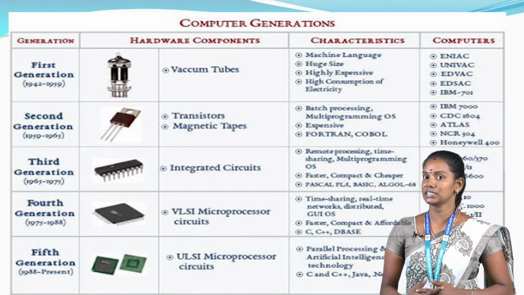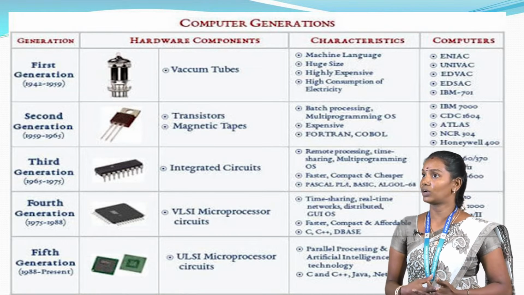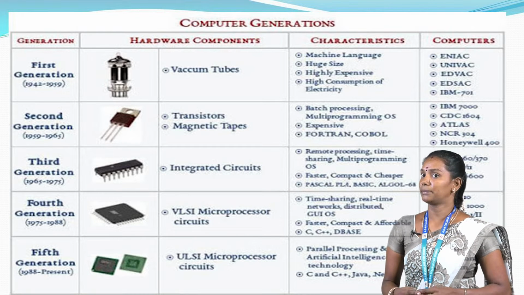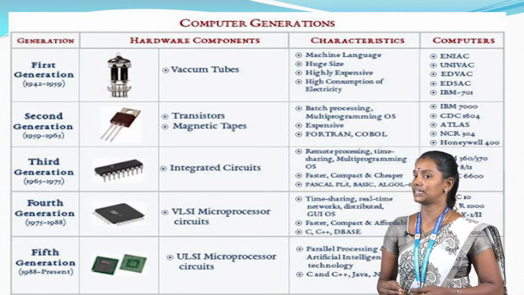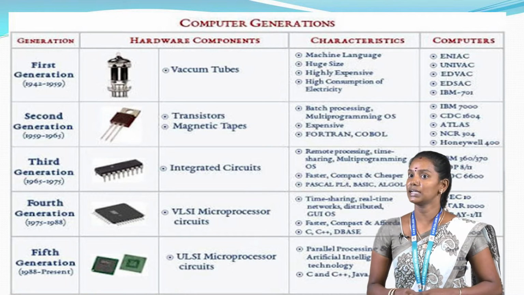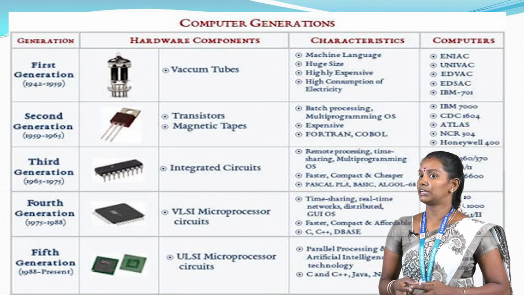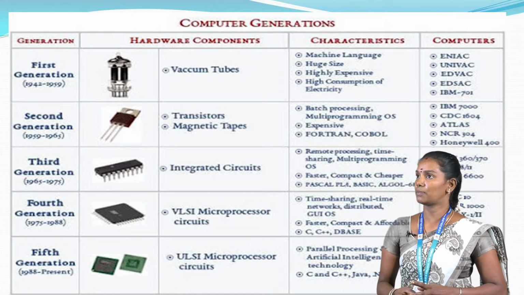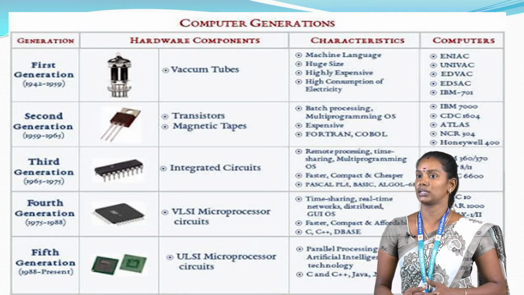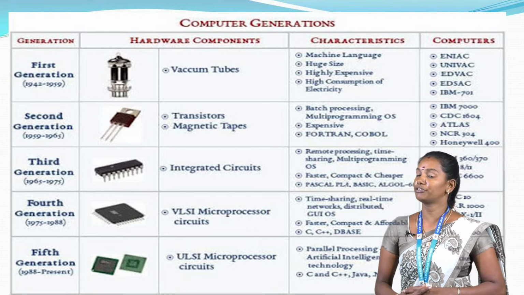The next one, fourth generation. The fourth generation year is 1975 to 1988. What are the hardware components involved in the fourth generation? VLSI, microprocessor circuit. That means very large scale integrated circuit. What are the characteristics involved in the fourth generation? Time sharing, real-time networks, distributed systems, etc. Programming in C, C++, database, etc. The next one, what are the computers involved in the fourth generation? Star, Cray, Apple, etc.